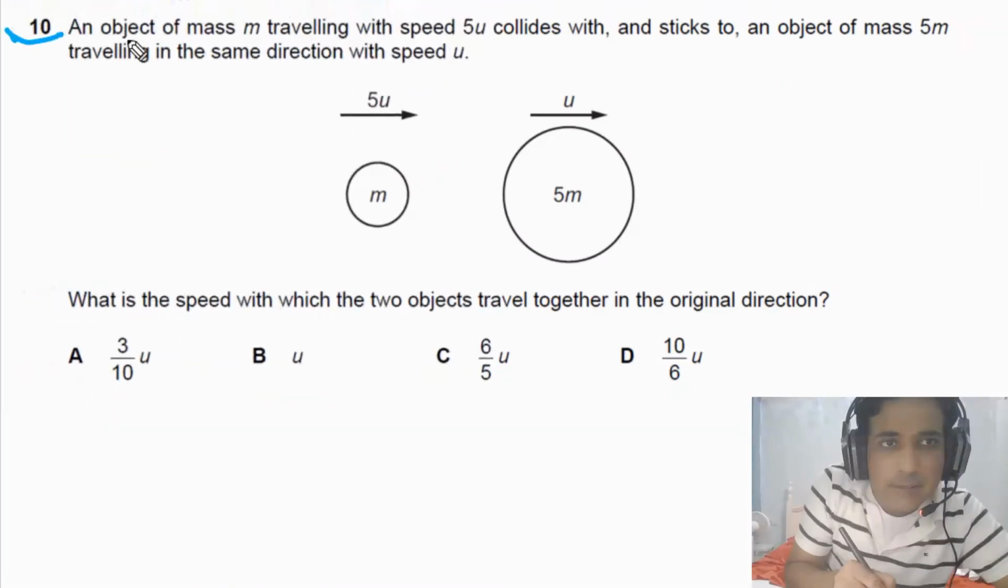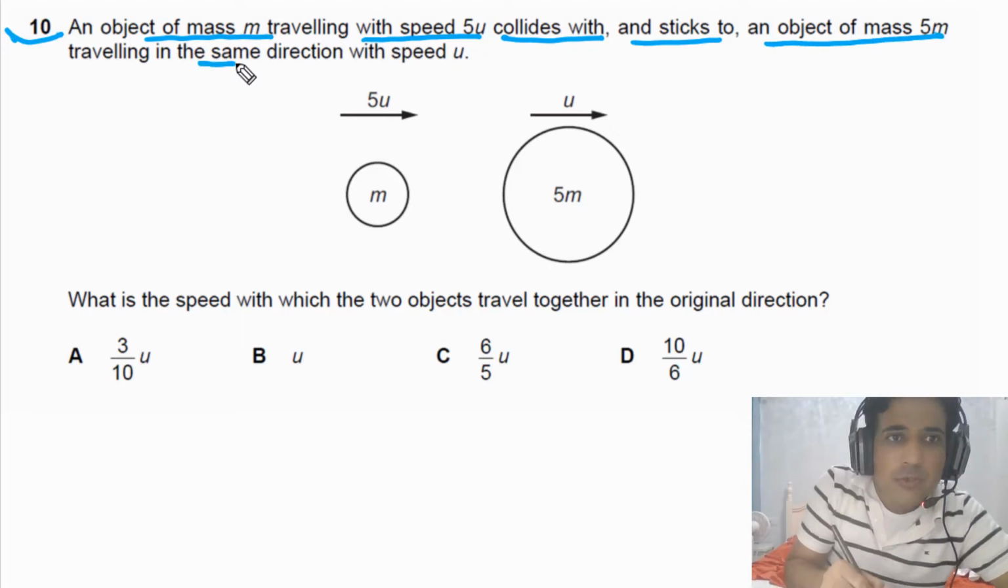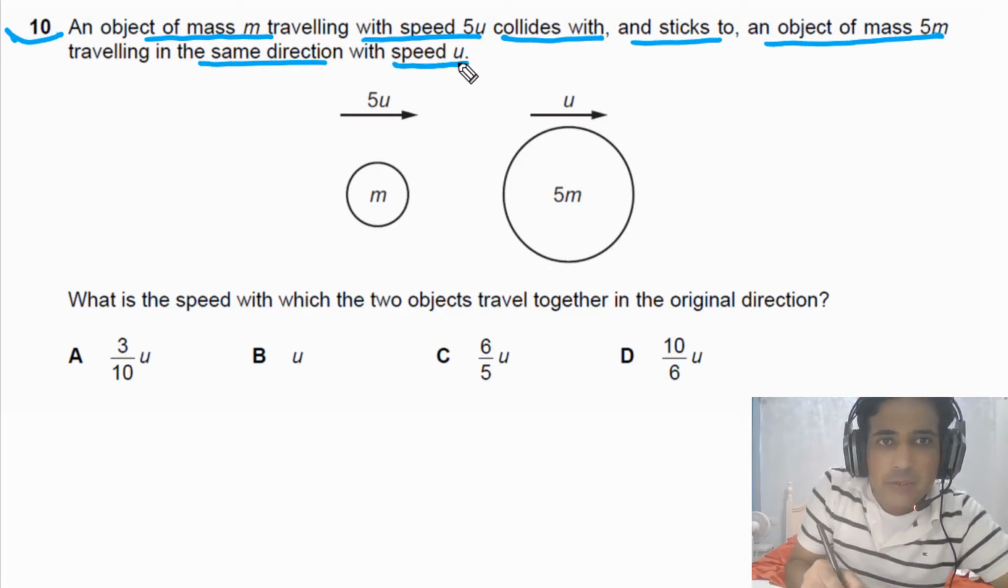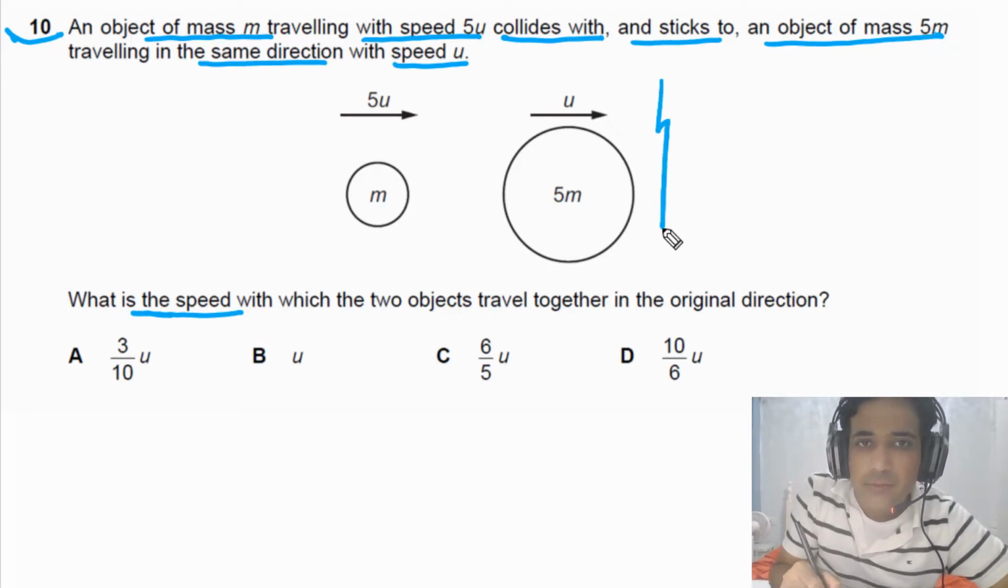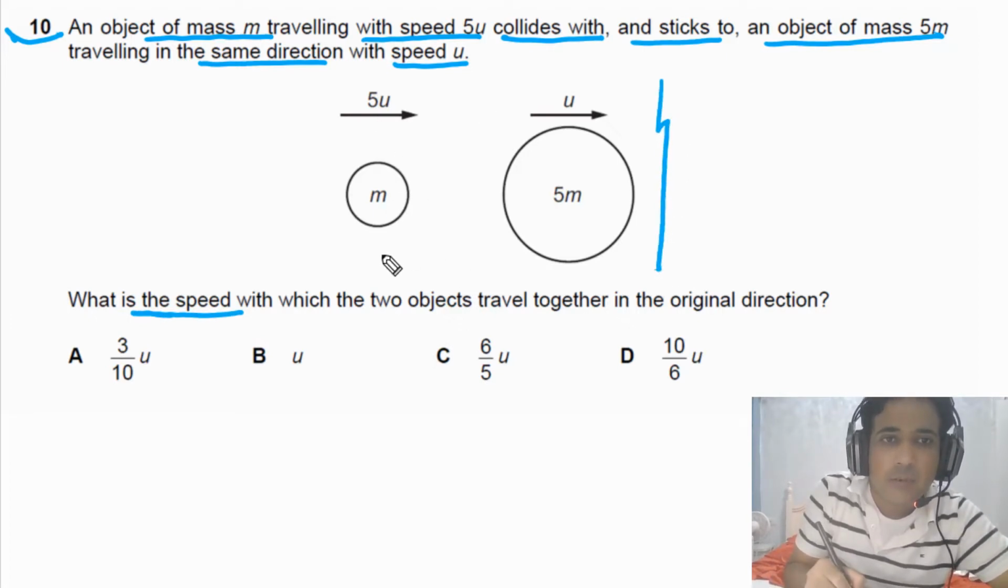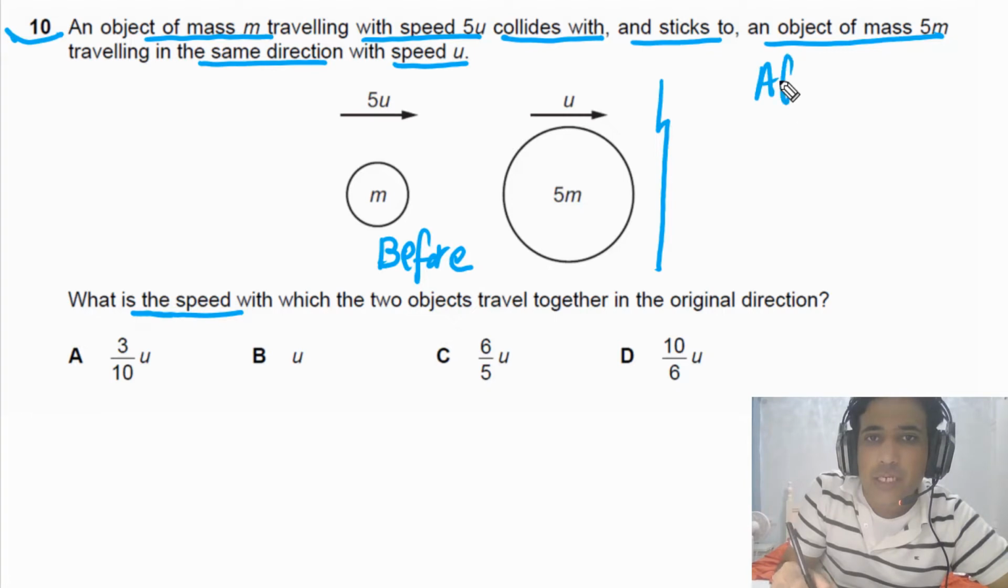For question number 10, we are given an object of mass m traveling with speed 5u that collides with and sticks to an object of mass 5m traveling in the same direction with speed u, as you can see in this figure. We need to calculate the combined speed of the two objects. So first of all, let's sketch what is happening. This is what is happening before the collision, and now we need to sketch what is happening after they collide.